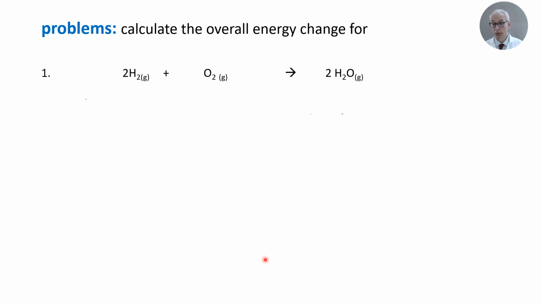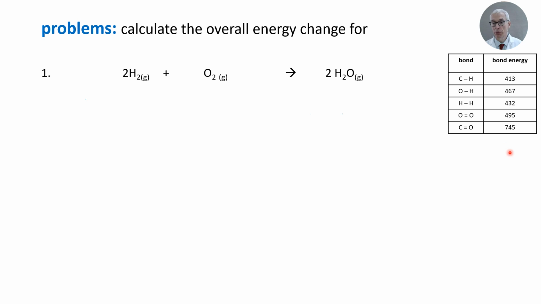So there are a couple of problems. The first one is on this slide. Calculate the overall energy change, or if you're doing iGCSE, the enthalpy change delta H for this reaction, hydrogen and oxygen forming 2 moles of water. You'll need some bond energies, which are here to the right. Pause, solve the problem. What is the overall energy change? Come back when you have completed that task.